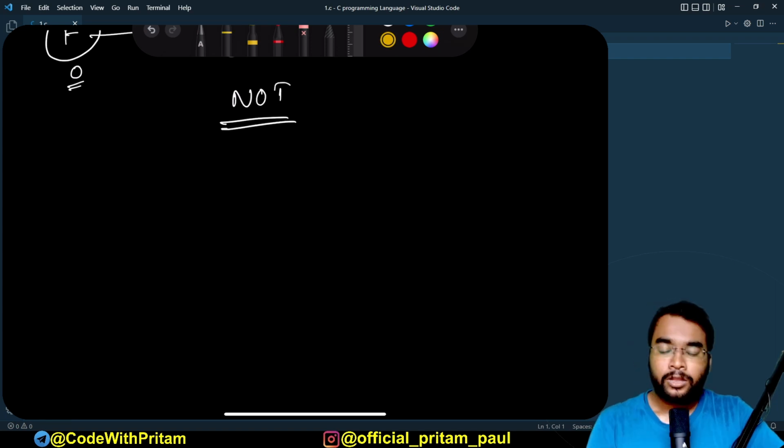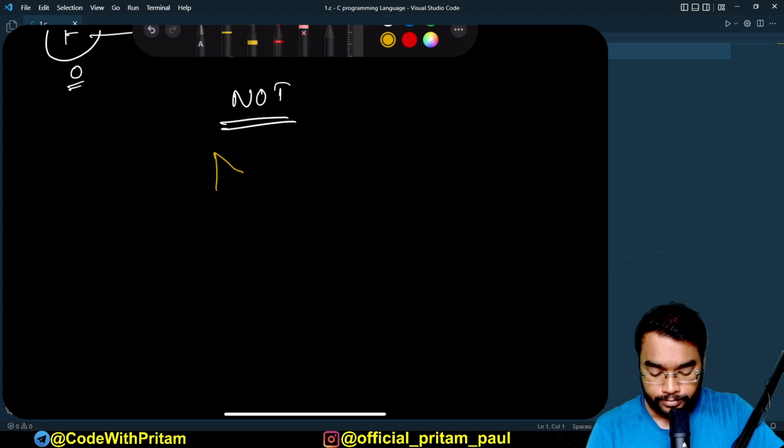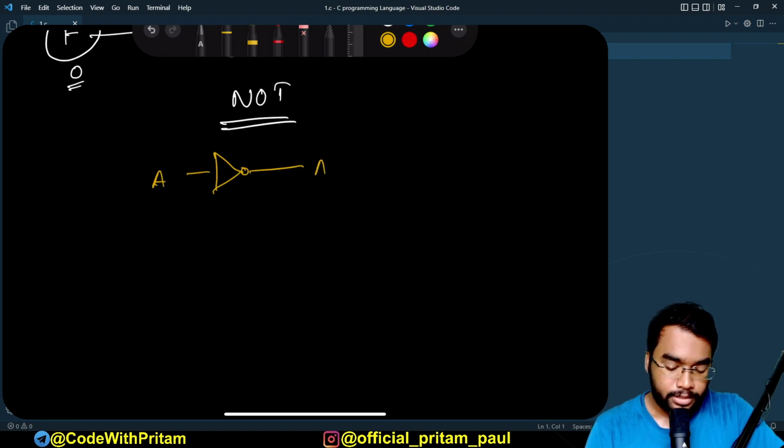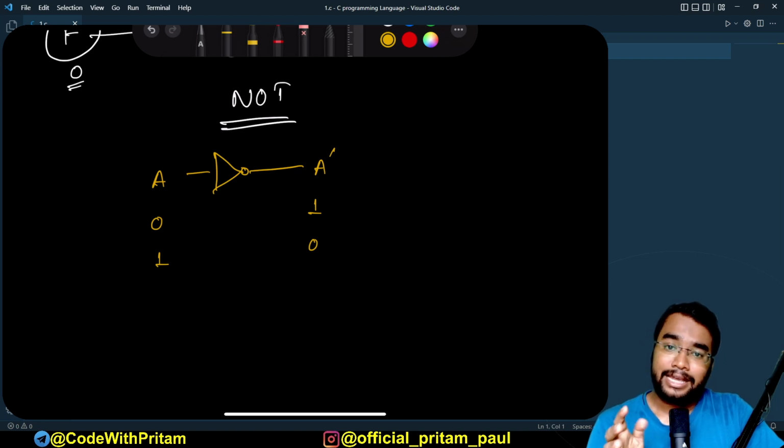Now let's talk about the logical NOT operation. Logical NOT is basically nothing but the NOT gate. Obviously, here it is A and this is A bar. That means if it is 0, this is 1. If it is 1, it is 0. That's it, nothing else.